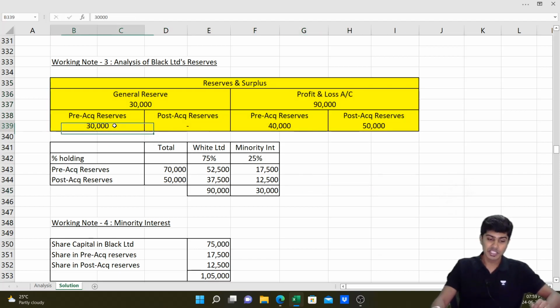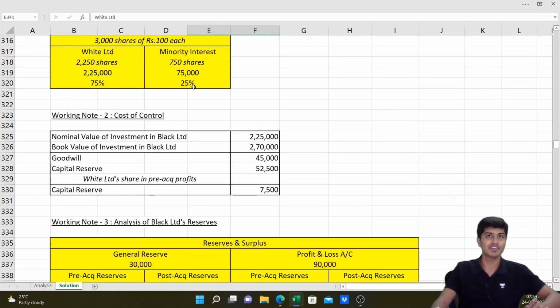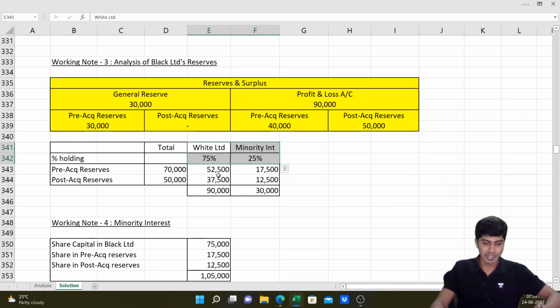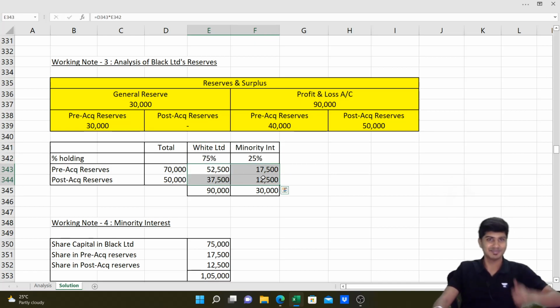Yes? Now, this pre-acquisition of 30 and pre-acquisition of 40, together I can say pre-acquisition reserve is 70. Post-acquisition of 0, post-acquisition of 50, together I can say post-acquisition is 50. This will be split between holding and minority in 75%-25% ratio, what we arrived at in here, 75-25. When I split that, I would get 52,500, 17,500, 37,500 and 12,500.